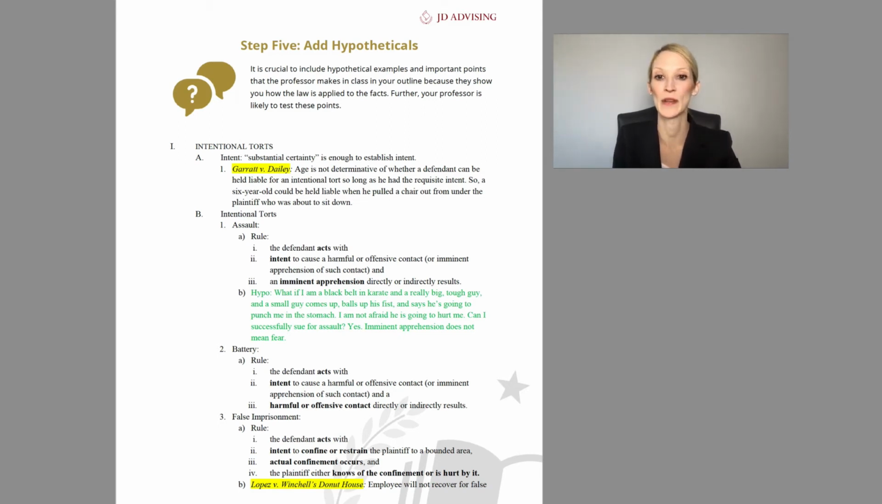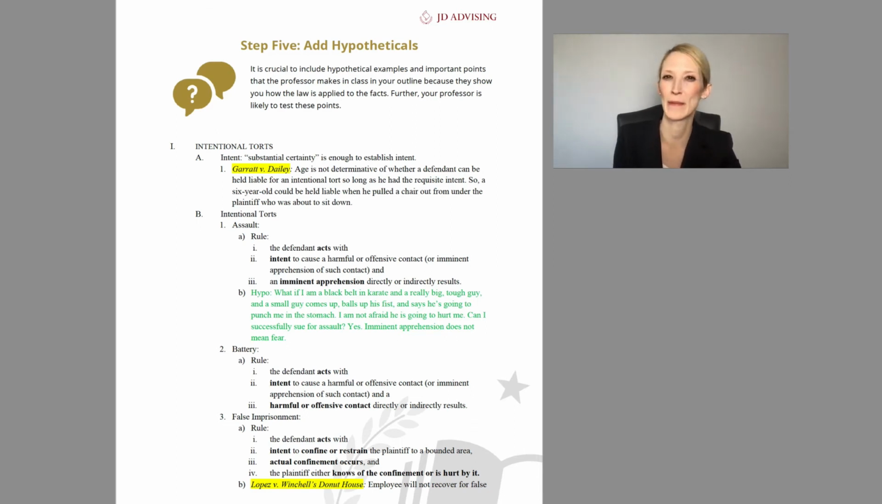So for example, you can see a hypo here in green font. What if I'm a black belt in karate and a really big tough guy, and a small guy comes up, balls up his fist, and says he's going to punch me in the stomach? I'm not afraid he's going to hurt me. Can I successfully sue for assault? Yes, because imminent apprehension does not mean fear.